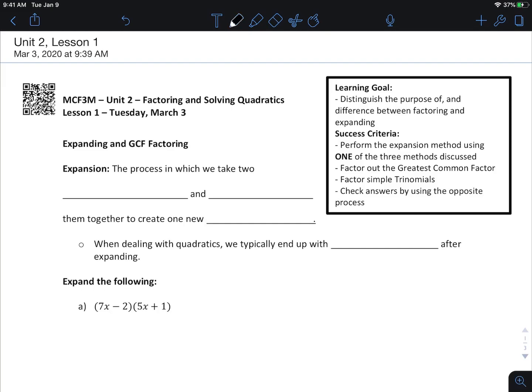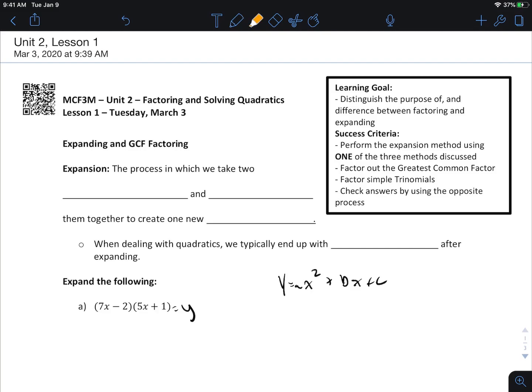Okay, but first let's go through the blanks here. So ultimately what I want you guys to get out of today is to distinguish the purpose of and the difference between factoring and expanding. There are similar processes in the sense that they flip you between two forms of a quadratic, right? So you can see if I wrote y here, that looks like a factored form. You could read off the roots from that. What expansion does is put you back into y equals ax squared plus bx plus c, right? They're opposite processes. That's what I want you to get out of today.